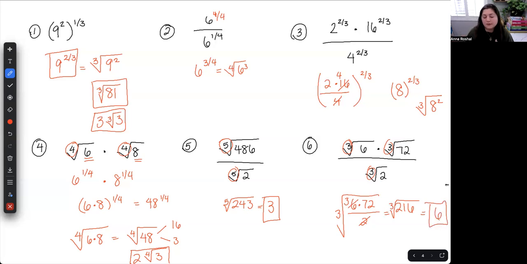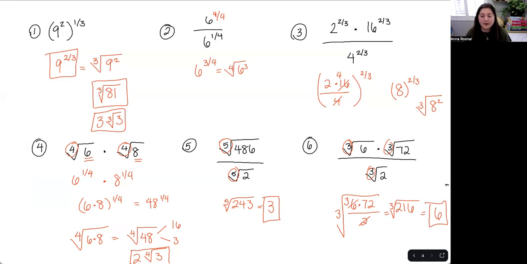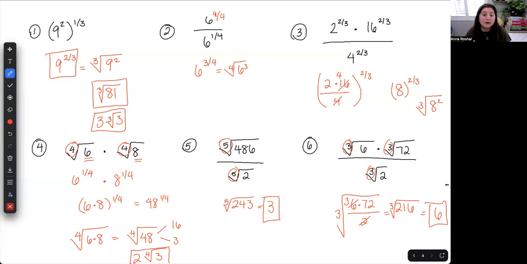So again, we want to maybe take a look at having you memorize some of the perfect squares, cubes, fourth powers, fifth powers. They do come up pretty often. So I think it would be super helpful for that.